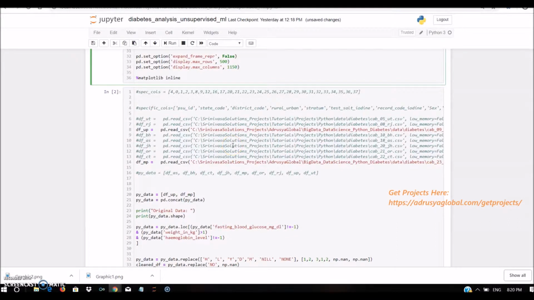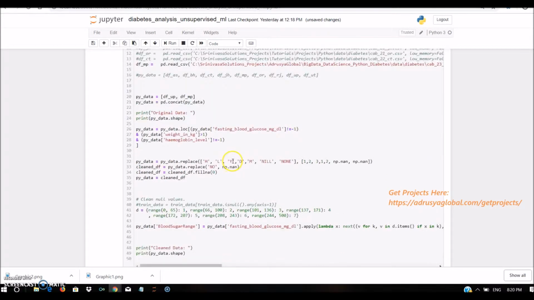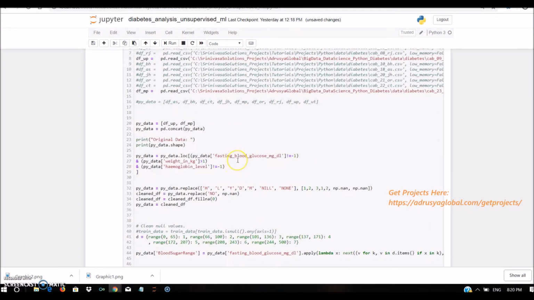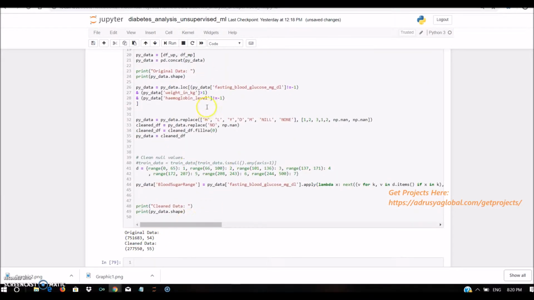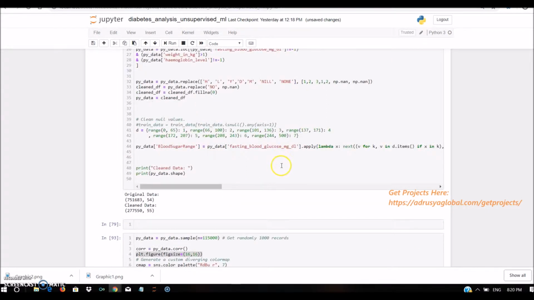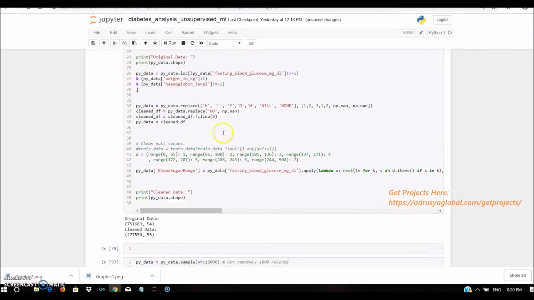Hi, in this project we are going to see unsupervised diabetes analysis for 7 Indian states, of which we are considering Uttar Pradesh and Madhya Pradesh primarily for this project. The database readings consist of over 751,000 records for these two states. And after cleaning the data, the number of records has dropped to 277.